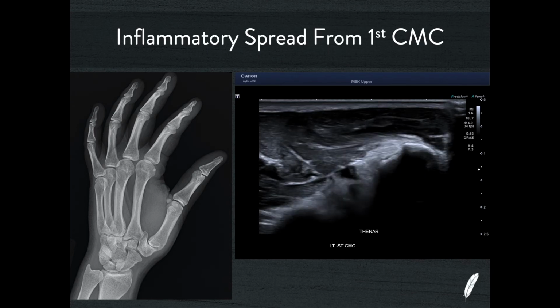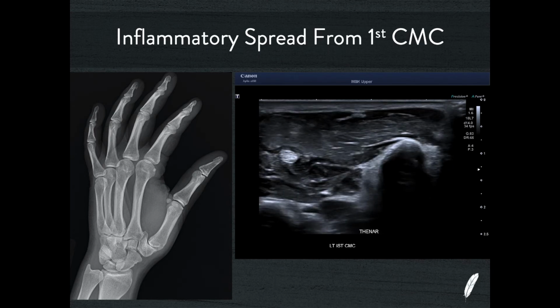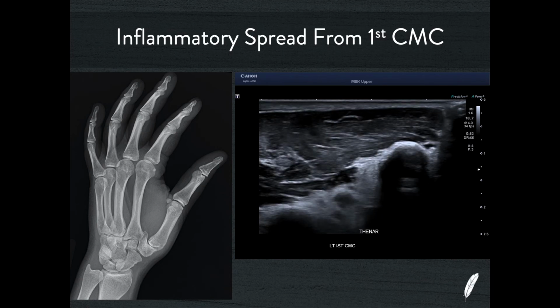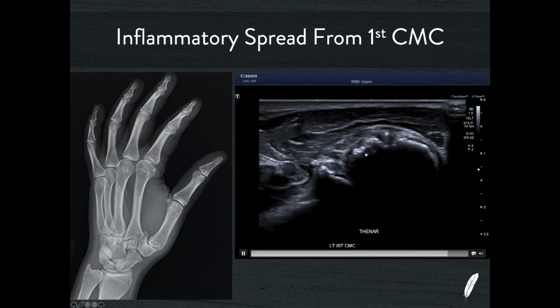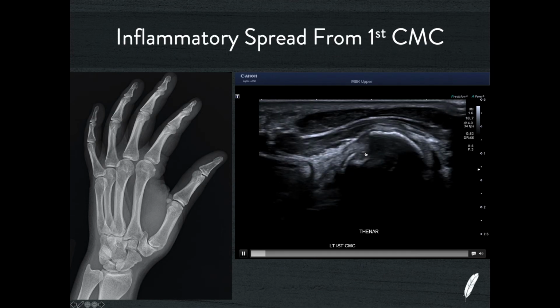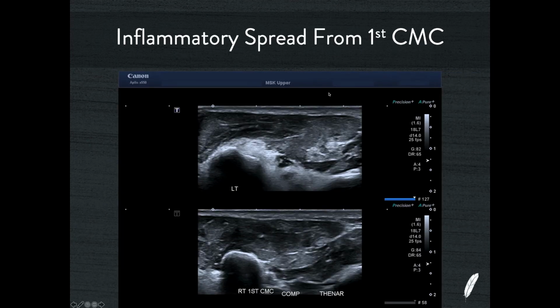You can see on the plain x-ray, the first CMC joint is osteoarthritic, and then you can see as you track down, you get this really echogenic band running all the way down that first metacarpal shaft. And when you do the split screen comparison, you can see this echogenic band is present on the symptomatic side, and it's absent on the asymptomatic side.